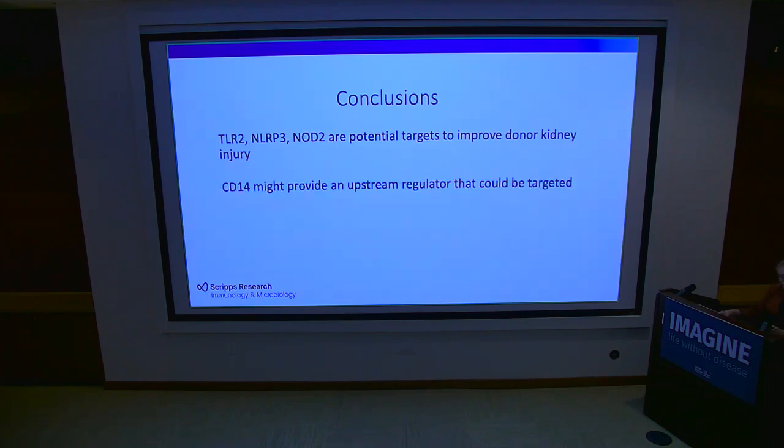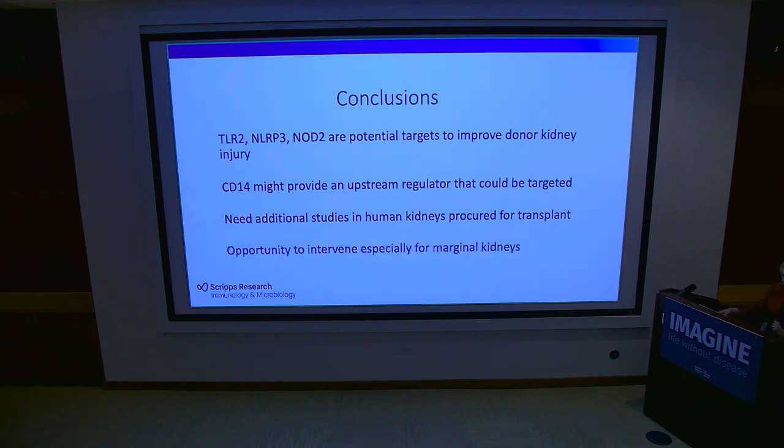CD14 might be an important upstream regulator. We need additional studies in human kidneys that are procured for transplant. And as I said, we work really closely with the organ bank and get a lot of their kidneys. And I have someone in the lab who's actually getting a lot of their lungs now and trying to understand what's happening in the organs that are actually going to be used for transplant. And then the opportunity to intervene is especially high for these marginal kidneys, which if we could downregulate some of these inflammatory responses in these kidneys, that would greatly improve the number of organs available for transplant.